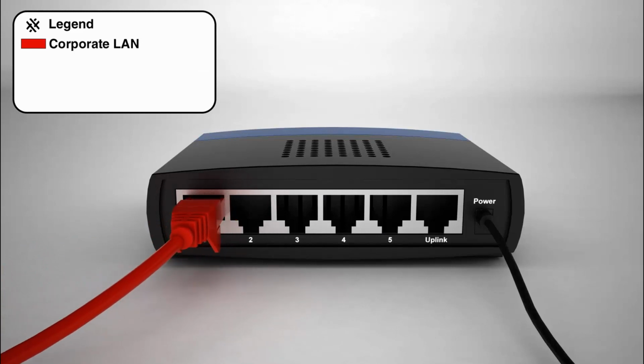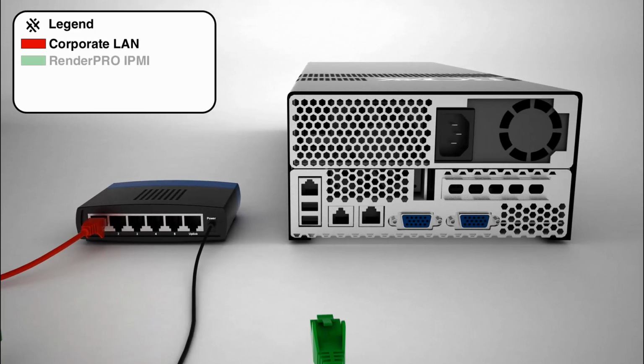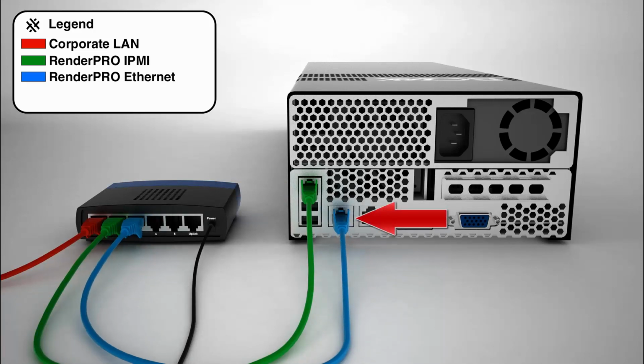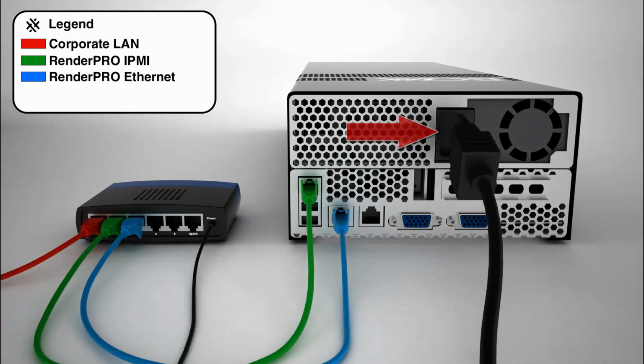Connect your corporate LAN network cable to the first open port on your network switch. Your office network needs to have an active DHCP server in order for RenderPRO to obtain an IP address. Now connect RenderPRO's IPMI port to an open port on your network switch. Next, connect RenderPRO's Ethernet port to an open port on your switch. Now connect the AC power cord to your RenderPRO and turn it on.